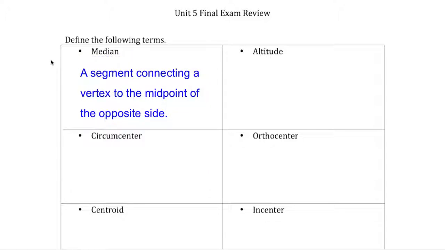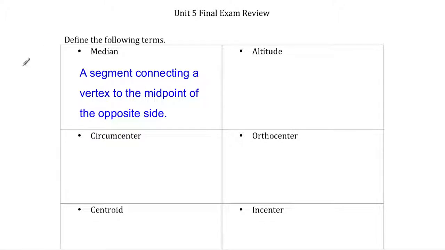So if we think about that in a picture, if you have some sort of a triangle, and I want to find the median, I would take the midpoint of one side and I would connect it to the opposite vertex. This right there would be the median.